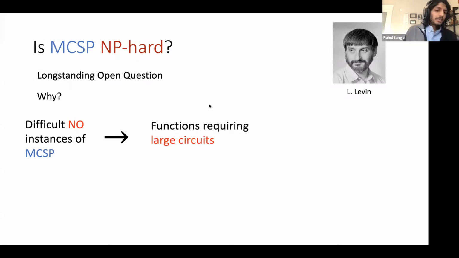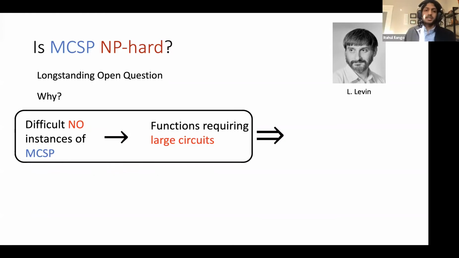And finding functions that require large circuits, that's something we don't really understand very well. We don't know how to produce functions that require large circuits, at least deterministically. And so that hints that it might be difficult to get a reduction to work. If you can't even produce hard instances of the problem, what hope are you going to have to produce a reduction?